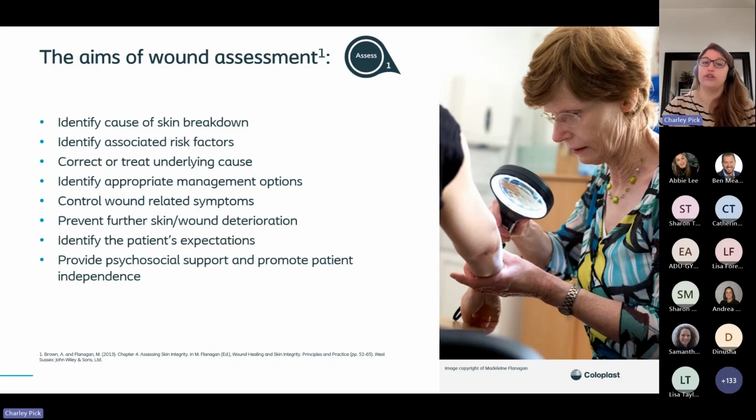And you need to provide that psychosocial support and promote the patient independence. So it's really important from the off to have conversations about supported self-management. Now, supported self-management doesn't mean that the patient has to do everything themselves. It could be that they're able to remove their dressing and have a shower before the nurse visits, or it could be that they're able to apply their moisturisers and their emollients to their surrounding skin before the nurse visits. So think about how you can get your patients involved with their care.